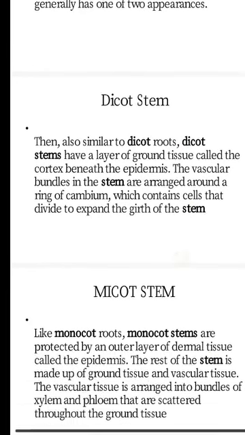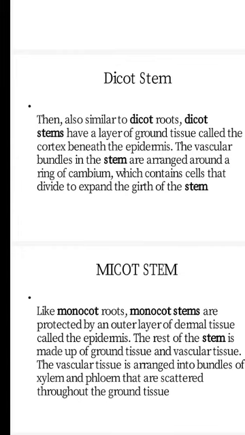After that, we will talk about the dicot stem, how they are different from monocot stem. They are similar to dicot roots. Dicot stems have a layer of ground tissue called the cortex beneath the epidermis. The vascular bundles in the stem are arranged around a ring of cambium, which contains cells that divide to expand the girth of the stem.